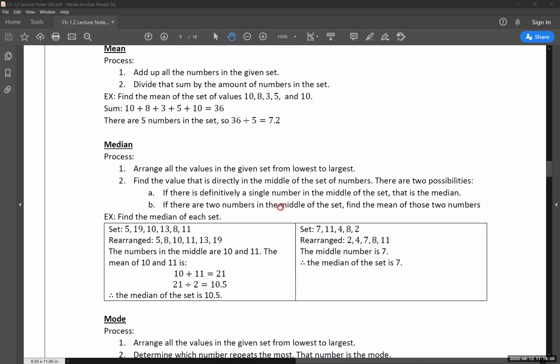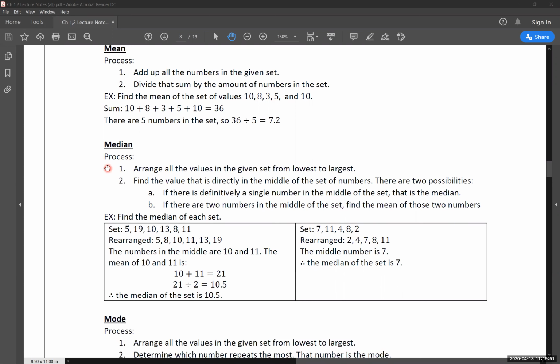The alternative, and this does happen, it's not uncommon for this to happen either, is if there are two numbers in the middle of the set, meaning as I'm counting in from both sides of the rearranged set of data, when I get to the middle, I find two numbers there. Well, the median is a single number, so the only way I can find the median then is to find the mean of those two numbers. And again, the mean is finding that average, just like we did up here.